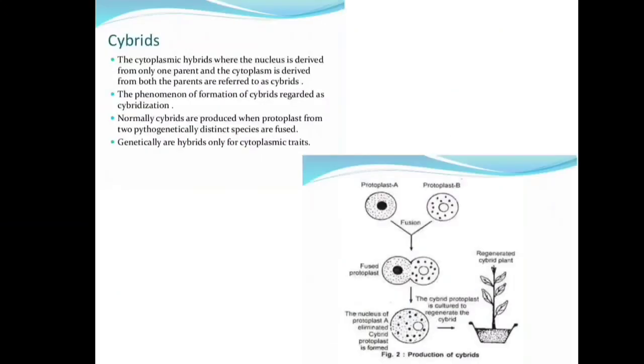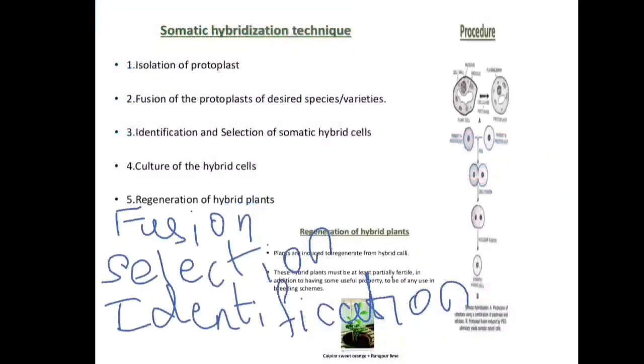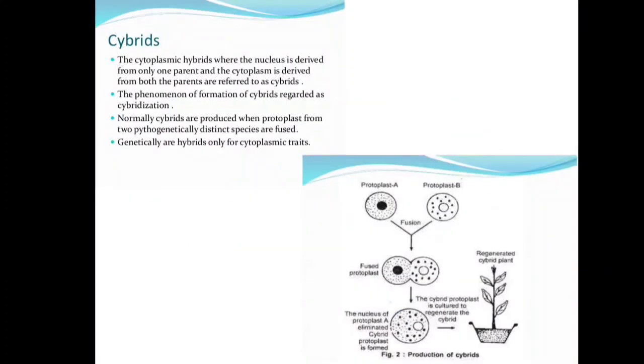So if we look at the hybrids now, what does hybrid mean? Hybrid means when only the cytoplasm fuses and the genetic information from one of the two nuclei is lost; that is known as the hybrid. Okay, so what is a hybrid? Only the cytoplasm fuses and genetic information from one of the two nuclei is lost. And the phenomenon of the formation of the hybrid is known as hybridization.